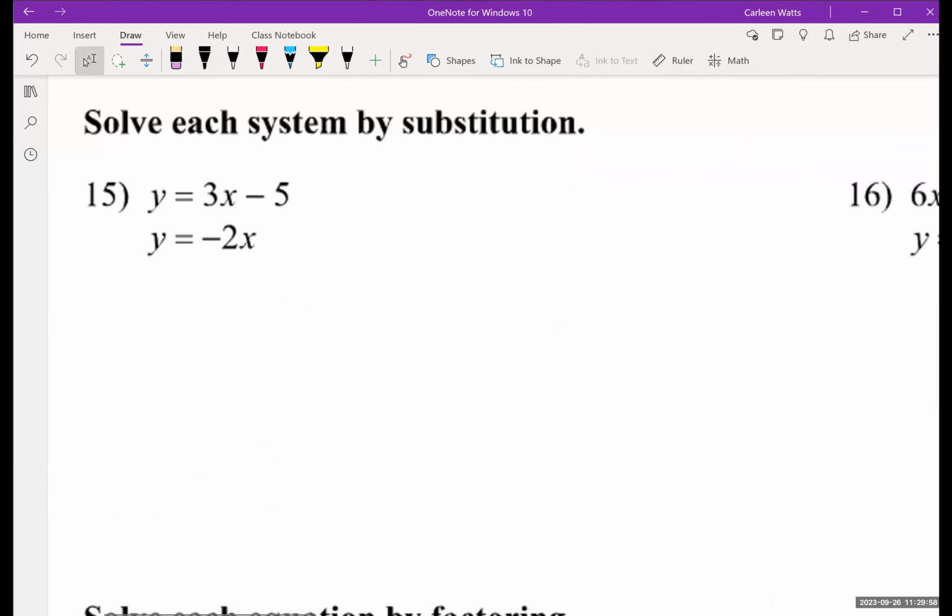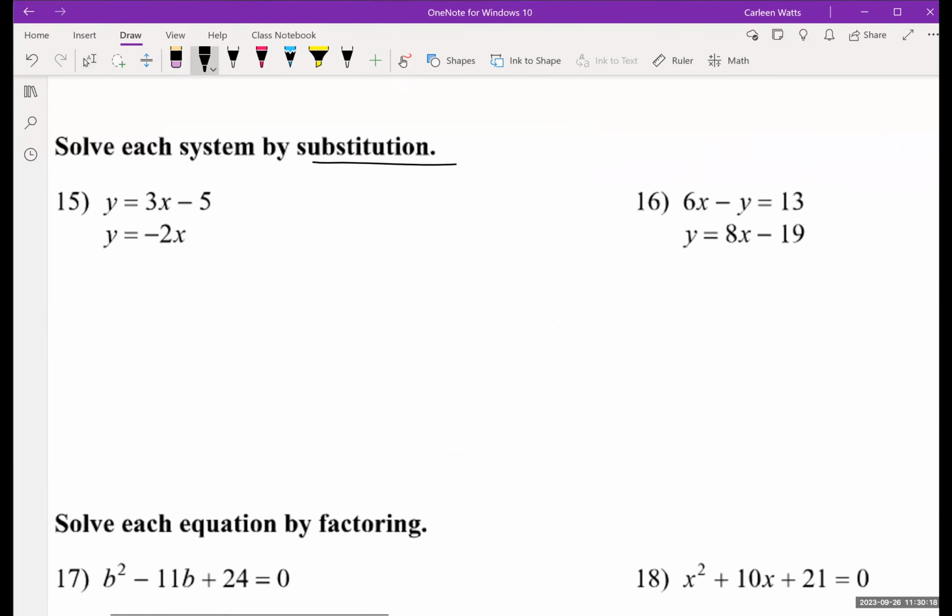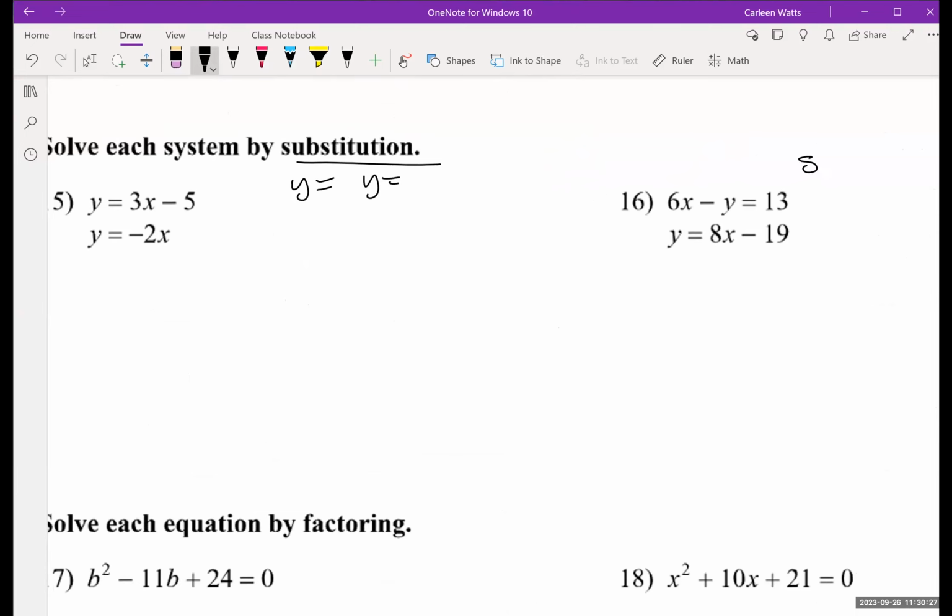Now, that was the elimination method. This is the substitution method. We are reviewing. We started this last week, but I think we need to do a few more examples. Okay. Now, notice there's two categories. This one, we have y equals, and 16, we have standard form. One is in standard, one is in y equals. They have two different beginnings, but they are both substitution.